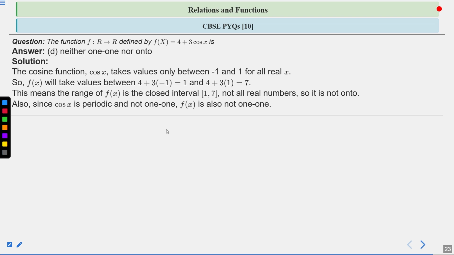Also, since cos x is periodic, we know the graph of cos x looks like this. It is periodic. When you draw any line parallel to the x axis, you will get many points. So corresponding to a particular value of y, there are many x. Therefore, it is not one-one as well. Therefore, it is neither one-one nor onto. Got it?